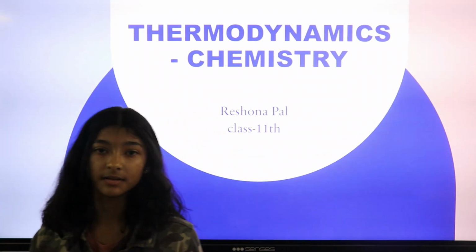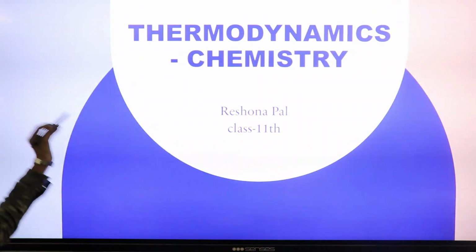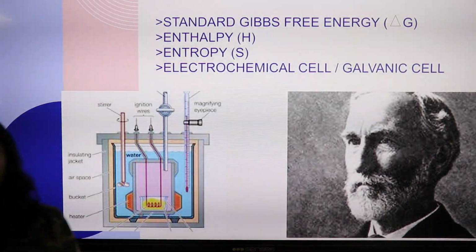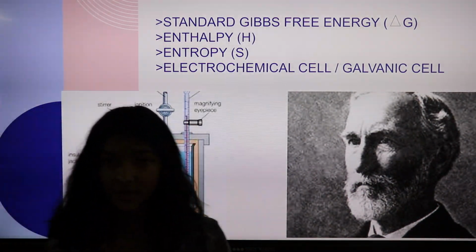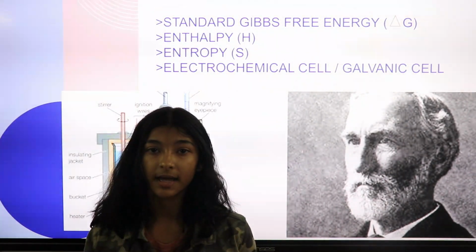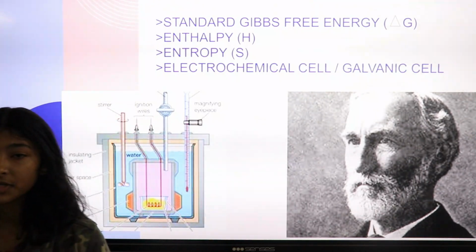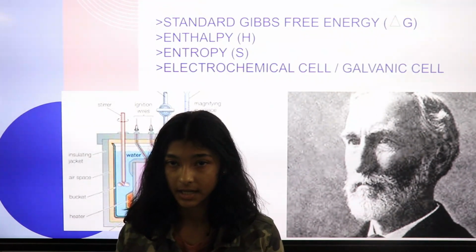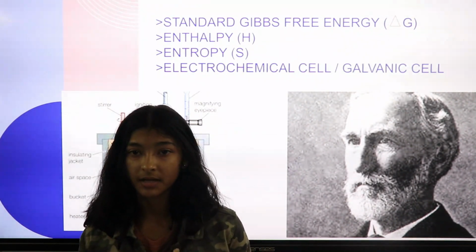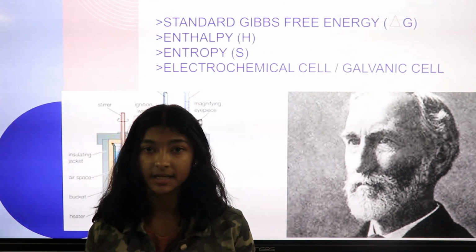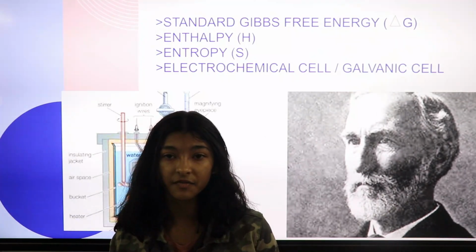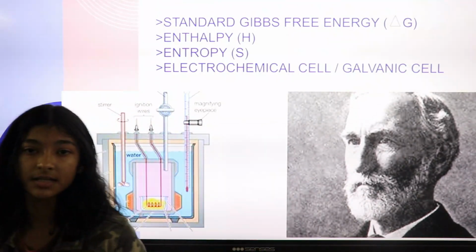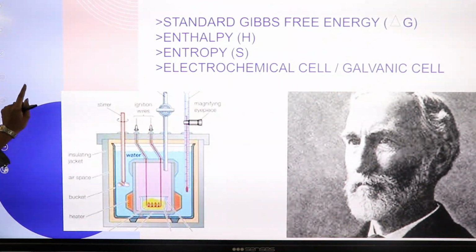So basically, the topic that we are going to take today is the subtopics of thermochemistry or thermodynamics chemistry. The topics to be covered are four: standard Gibbs free energy, enthalpy, entropy, and galvanic cell. First of all, we'll try to know what the term Gibbs free energy basically indicates, or what it tells us. Gibbs free energy was discovered by an American scientist, Willard Gibbs, in the 1890s. He said that the free energy is basically the available energy of a system. It tells us how much energy a system has.